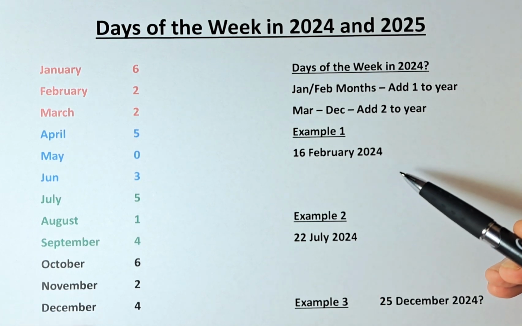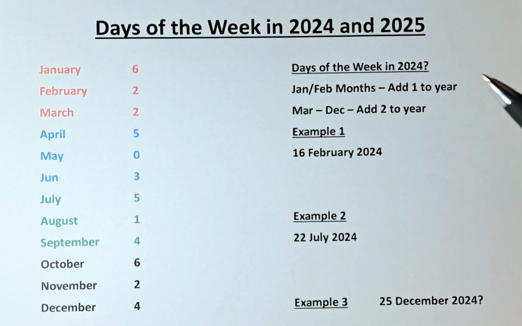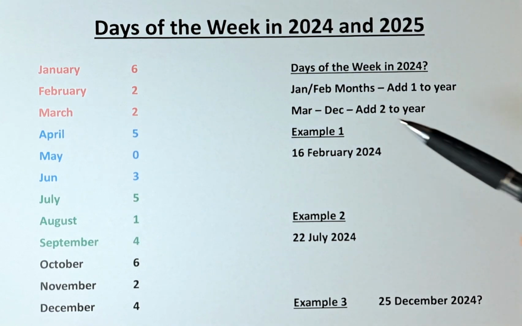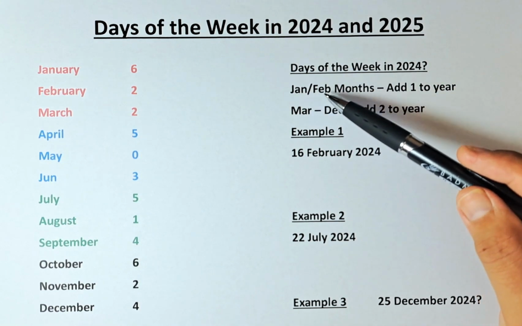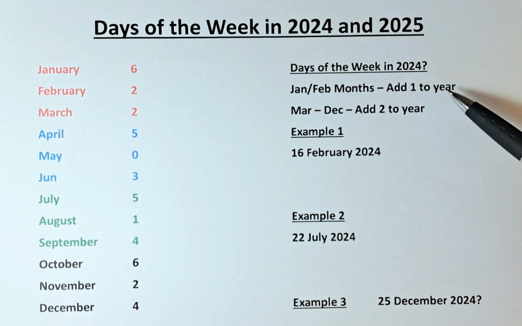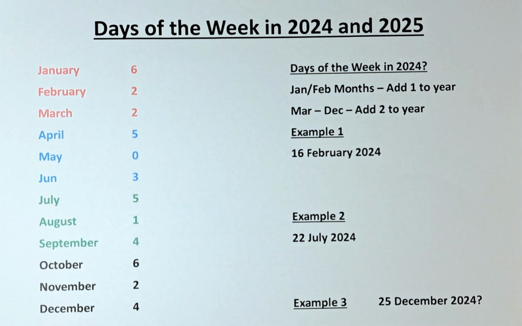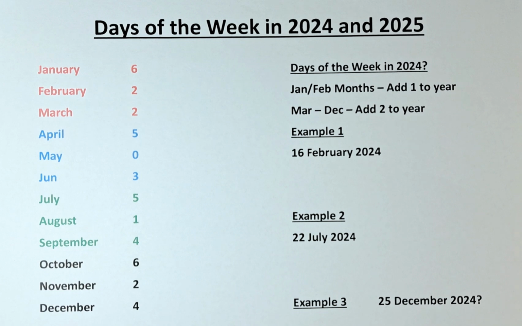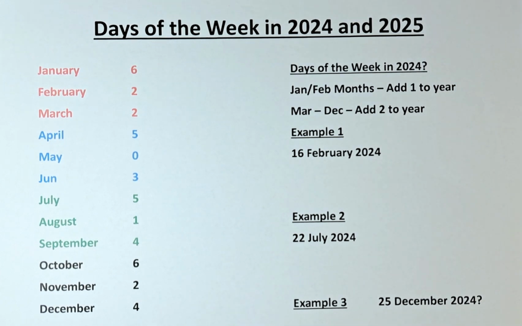The year, if it's 2024, because 2024 is a leap year, if the month is January or February, you're going to add 1 to the year. Just remember that. If it is March to December, you're going to add 2 to the year. Because 2024 is a leap year, you add 1 for January and February, then after February, you add 2.